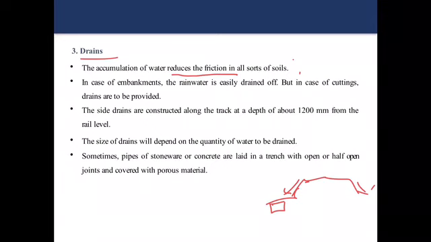And the side drain is constructed along a depth of around 1200 mm from the rail level. And what should be the size of the drain? That is dependent upon the quantity of runoff water that needs to be drained. So when there is a restriction for the construction of the drain, we can also go for pipes of stoneware or concrete that can be laid in a trench with open or half open joints or completely covered with the help of porous material. So this will be used only when there is a restriction to the construction of the drains.